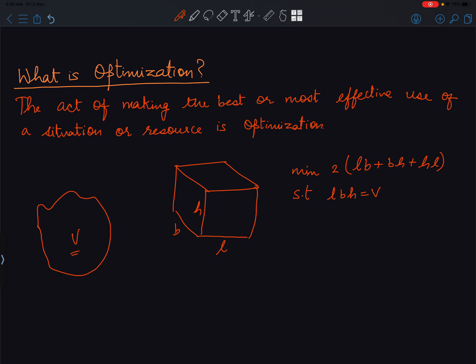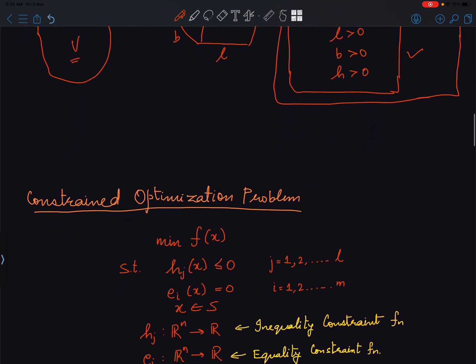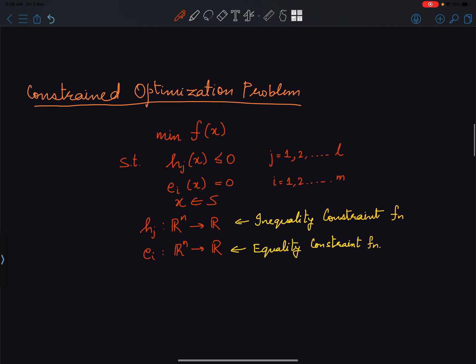We also know that physically it's not possible to have zero or negative lengths, so we want positive dimensions. Typically this is how a constrained optimization problem looks like. This is the objective function and these are the constraints.